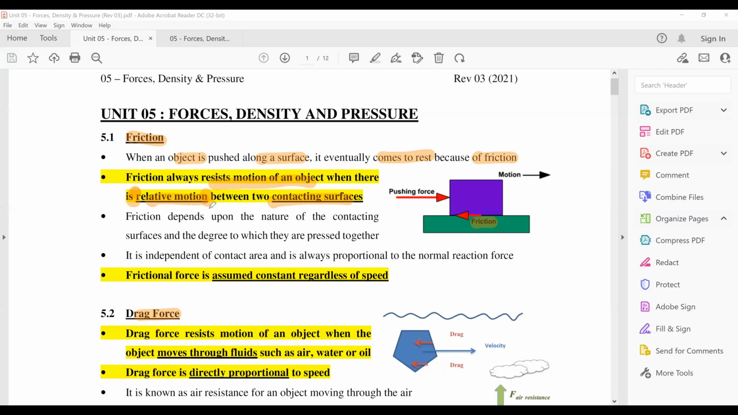Now friction depends on the nature of the contacting surface, whether it is smooth or rough. You know that if the object is smooth, there's no friction, but if the object is rough, there is friction. And it also depends on the degree to which they are pressed together. So basically it depends on the normal reaction force.